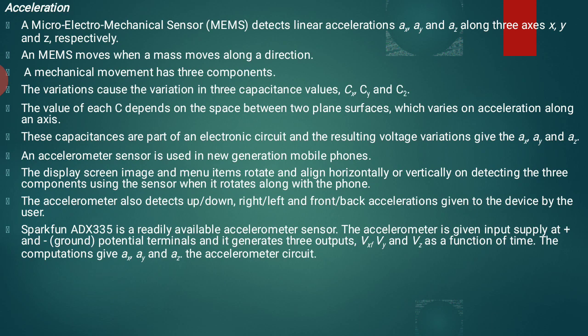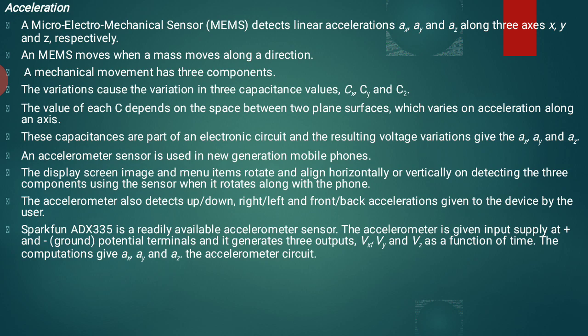The value of each capacitance depends on the space between 2 plane surfaces, which varies with acceleration along the axis, along the directions. These capacitances are part of an electronic circuit, and the resulting voltage variation gives AX, AY and AZ. The accelerometer sensor is used in new generation mobile phones.